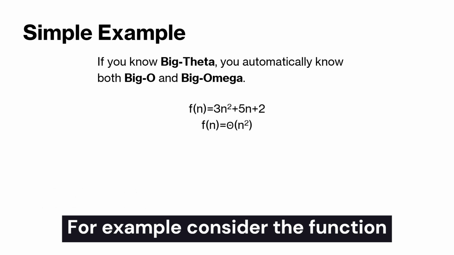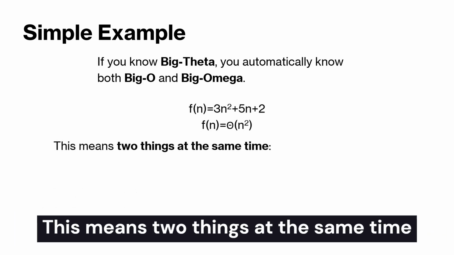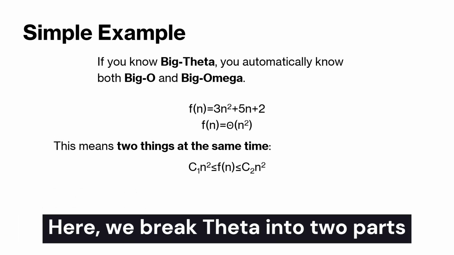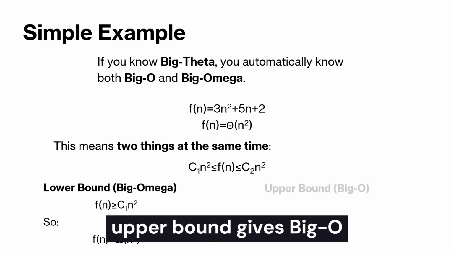For example, consider the function f of n is big theta of n squared. This means two things at the same time. Here we break theta into two parts. Lower bound gives omega. Upper bound gives big O.